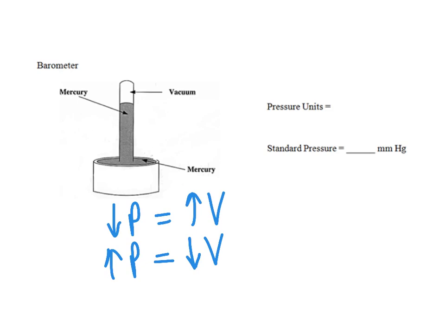So if you'll notice, volume and pressure are inversely proportional. When you increase one, you decrease the other one. If you double the pressure, you're going to cut in half the volume. And how do we measure that?